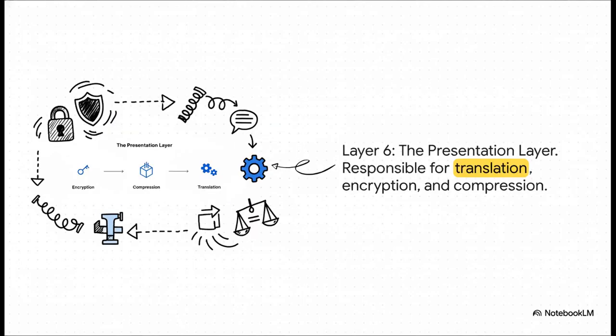Just below that, we've got layer 6, the presentation layer. You can think of this one as the network's universal translator. It's doing all the behind-the-scenes work to make sure data is in the right format. We're talking about stuff like character encoding, data compression to make files smaller, and, this is a big one, encryption and decryption for security. Its main job is to make sure that the data sent from one computer is actually readable by the application on the other end.